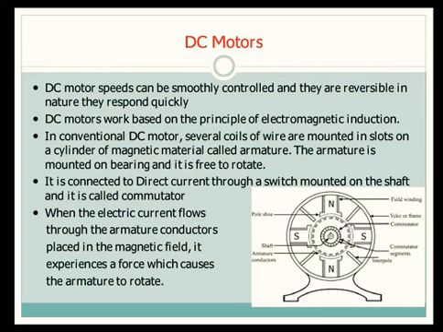In conventional DC motors, several coils of wire are mounted in slots on a cylinder of magnetic material called the armature. The armature is mounted on bearings and is free to rotate. It is connected to direct current through a switch mounted on the shaft, called the commutator. When an electric current flows through the armature conductor placed in the magnetic field, it experiences a force which causes the armature to rotate.